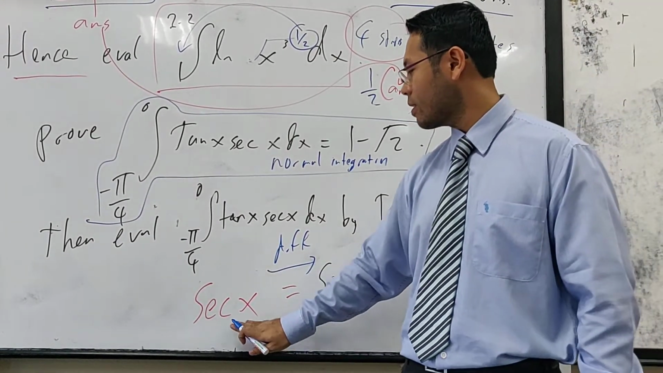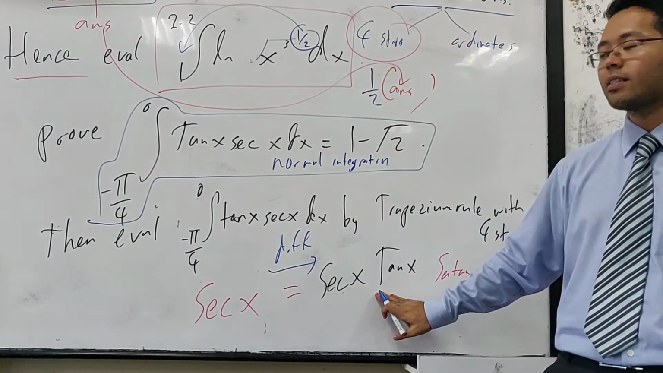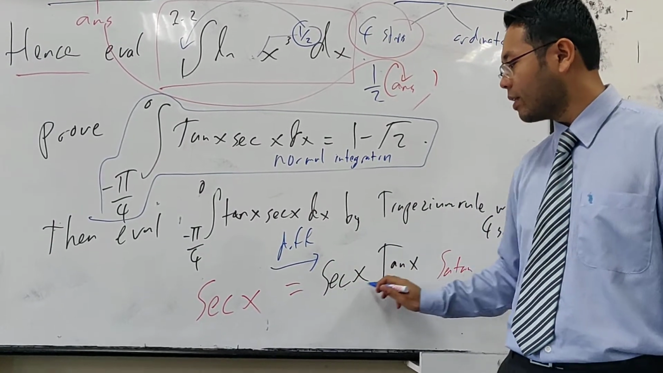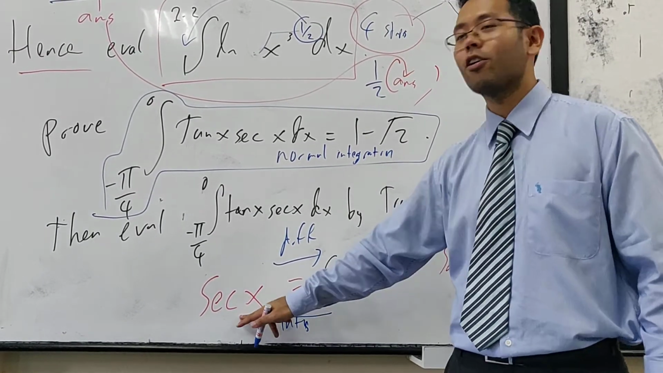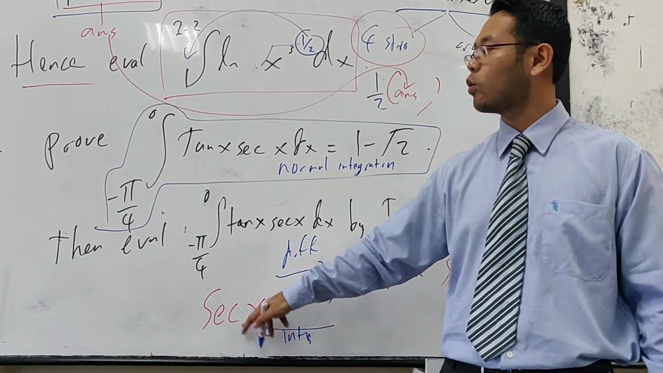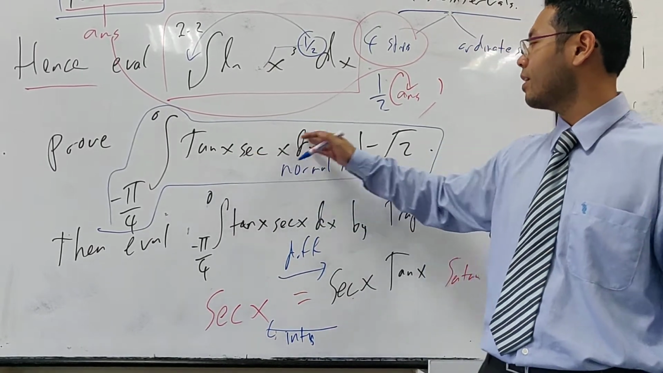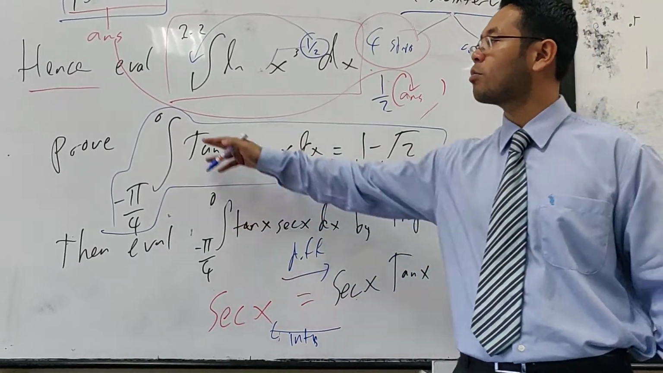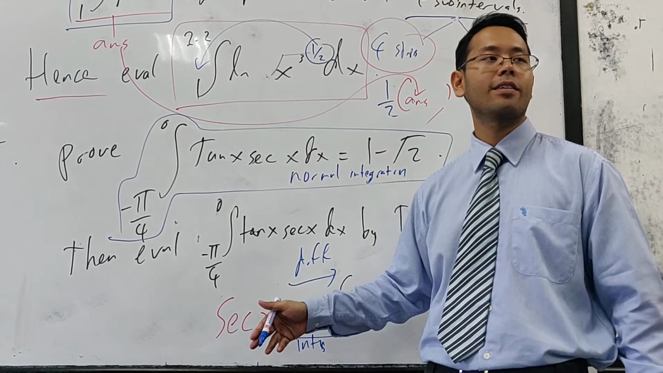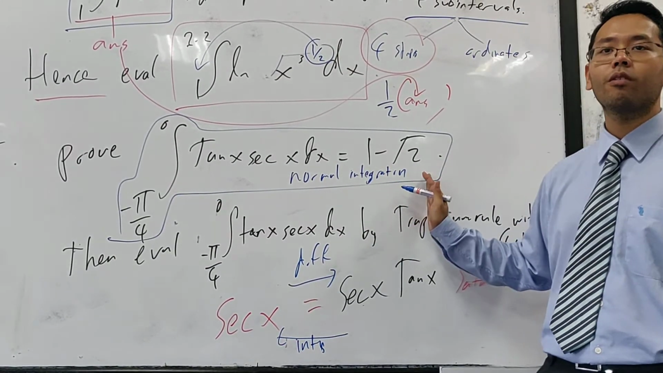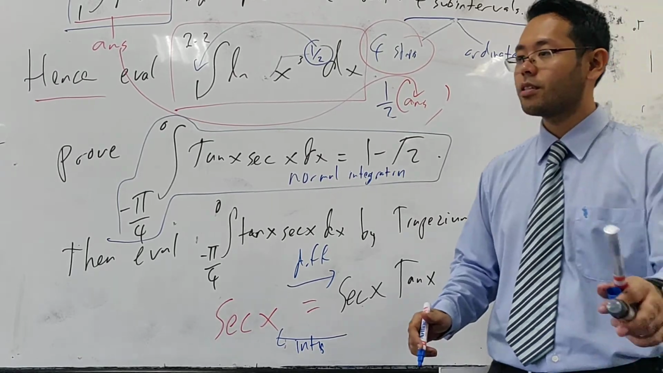Okay, so in other words, if I differentiate sec x, I get sec x and tangent x. If I were to integrate this part, I get the same sec x back. So this one, integrate, you get sec x, then you substitute the 0 and negative pi over 4. Understand? That's how you prove it. Okay, pause.